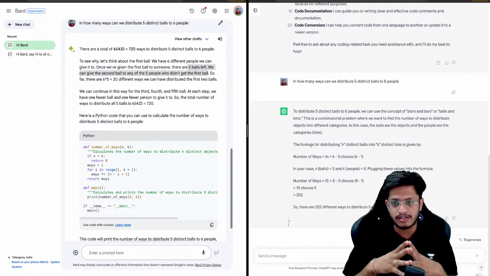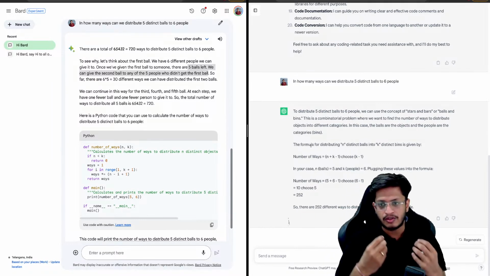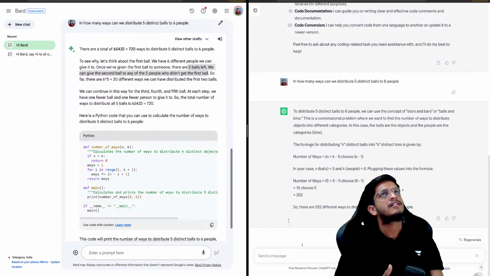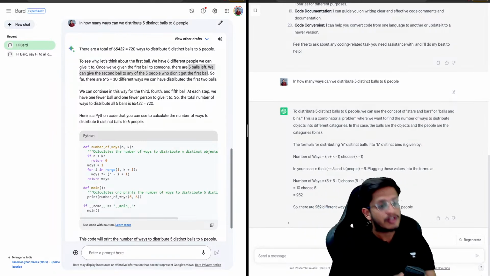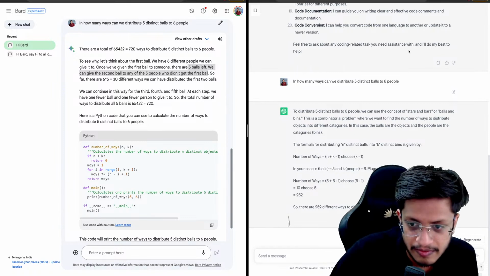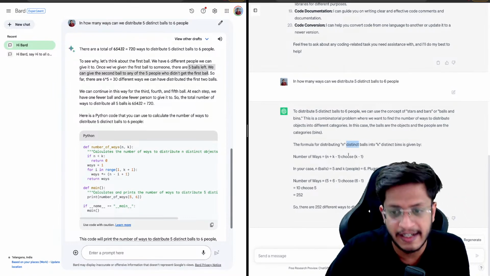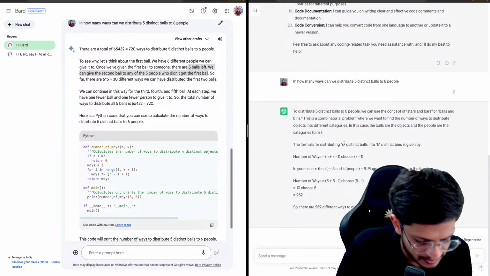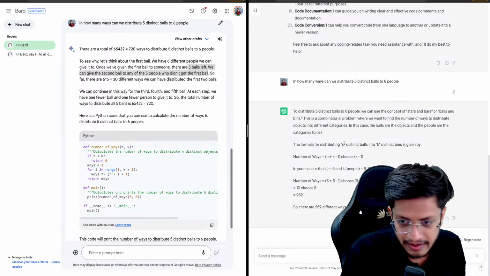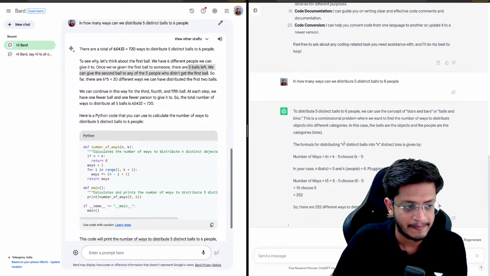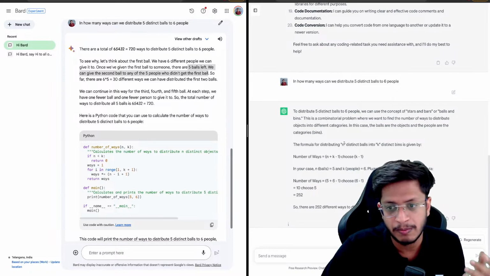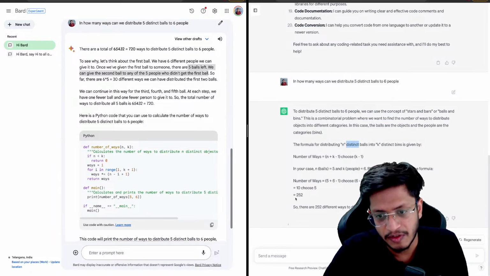Now the formula for distributing n distinct balls to k distinct bins. So yeah, this is wrong. This would have been correct if the balls were identical. See, this is like distributing how many balls each person is getting, right? Like a1 plus a2 plus a3 up to ak is equal to n. They are solving the number of ways to do that. So if the balls had been the same, then this would have been correct.